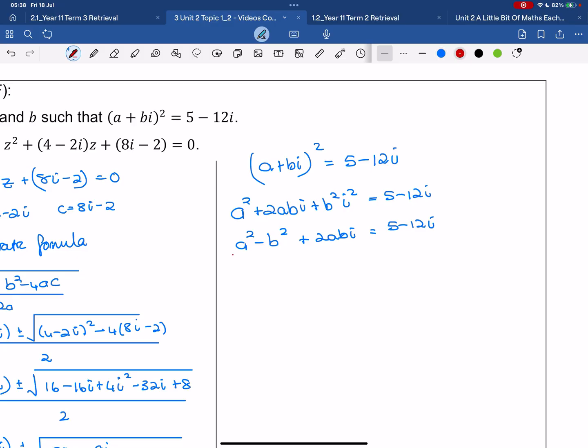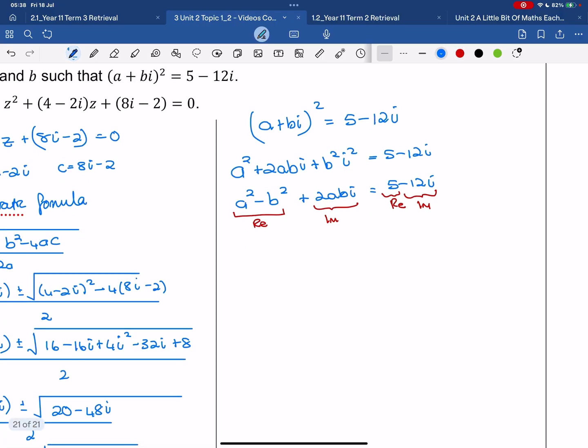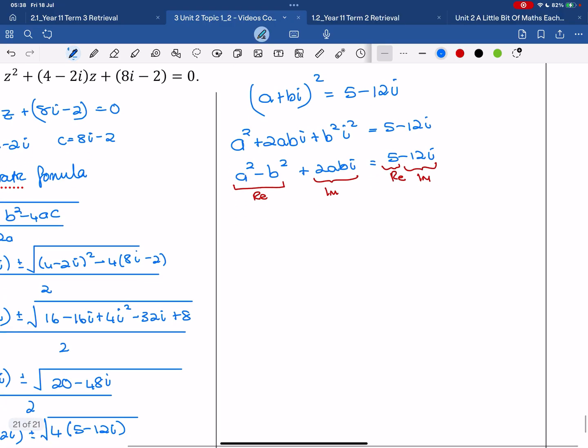Notice I have a real component over here and a real component here, and I have an imaginary component and an imaginary component. So I can equate my real and imaginary components. So I can say therefore a squared minus b squared is equal to 5, and I can say that 2ab is equal to negative 12.